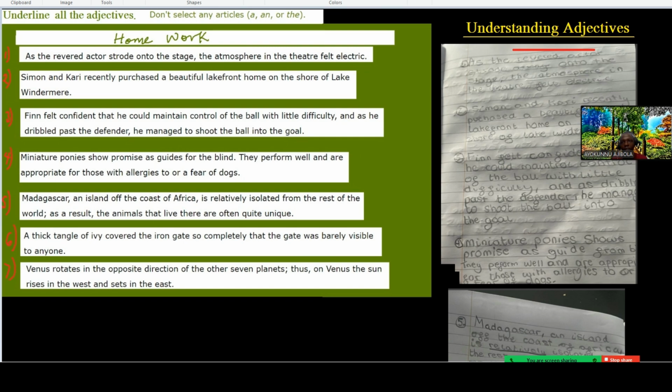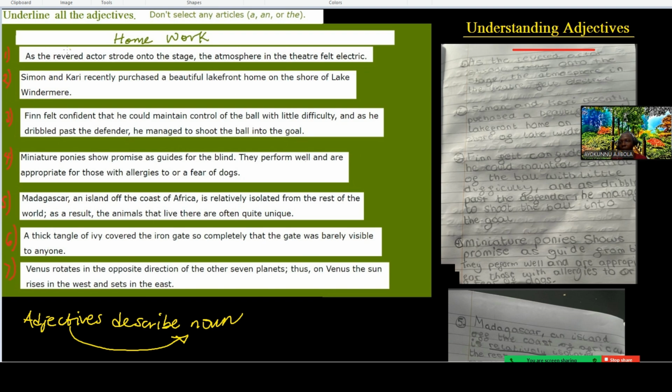What's the meaning of adjective itself? Adjectives are words that describe a noun. To say adjective is to say it describes a noun. So if we must talk about an adjective, there must be a noun it is describing, okay? There must be a noun that the adjective is describing.